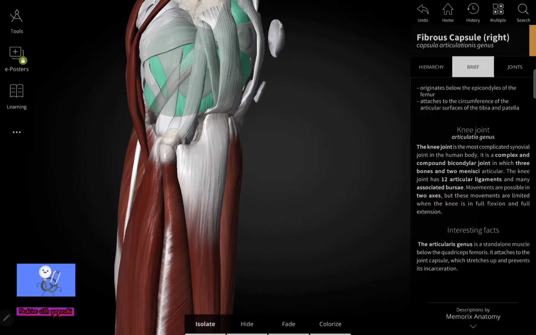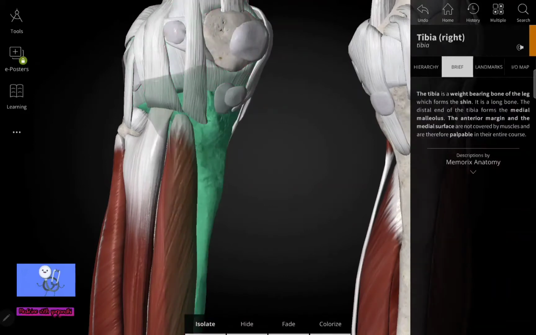So here you can see this is the fibrous capsule, and here you can see this portion, this is the lateral condyle of the tibia. So the tendon of the popliteus just passes in between the gap between the lateral condyle of the tibia and the fibrous capsule.